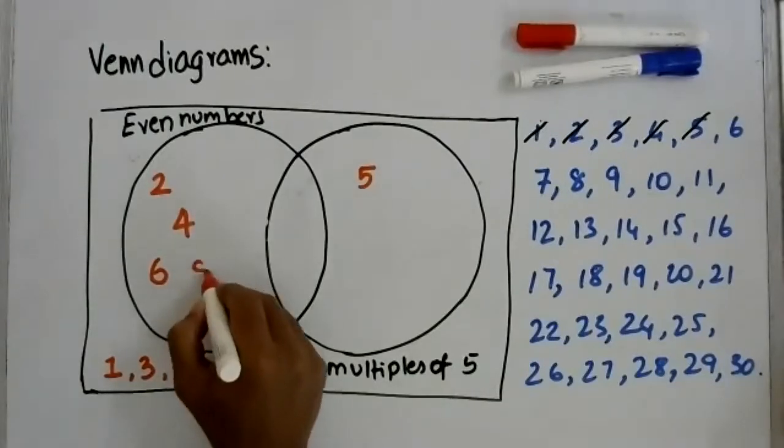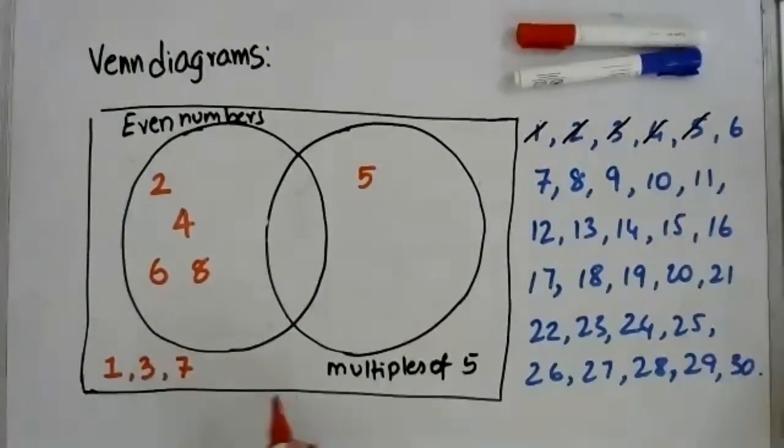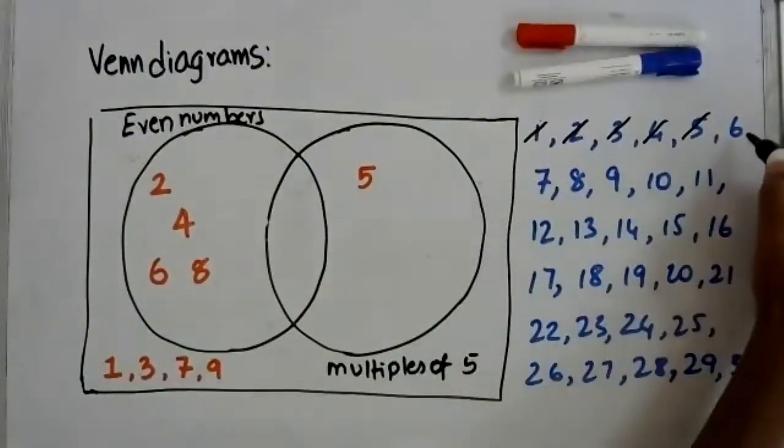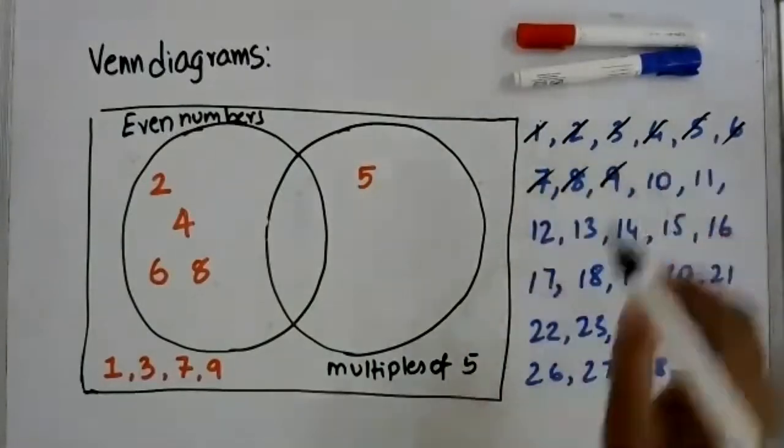8 is an even number, so I put it here. 9 is an odd number, so I leave it here. Now we come to 10. Okay, so all these numbers 6, 7, 8, 9 are done.